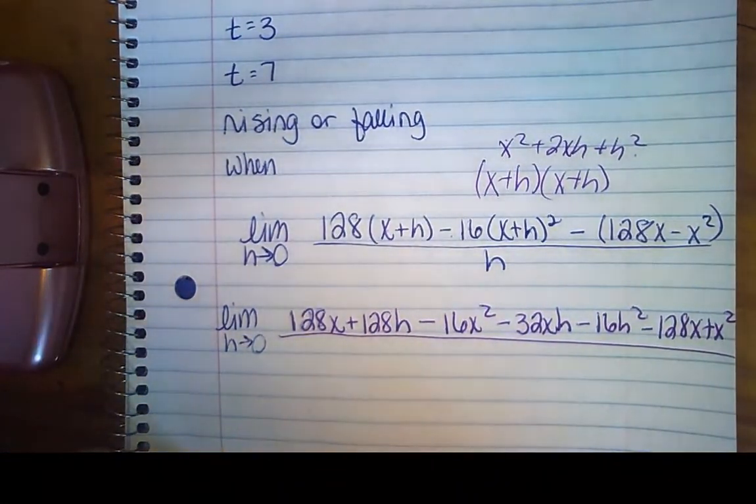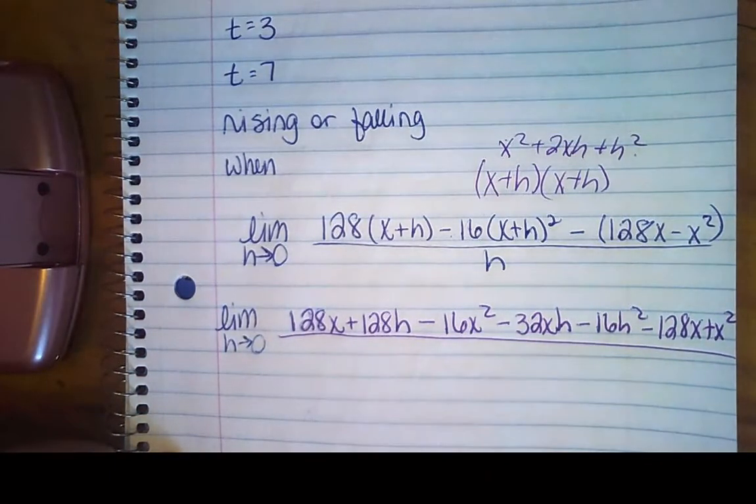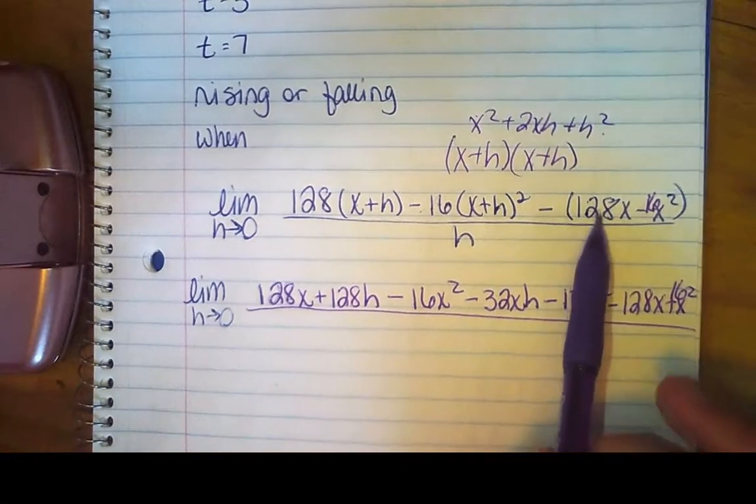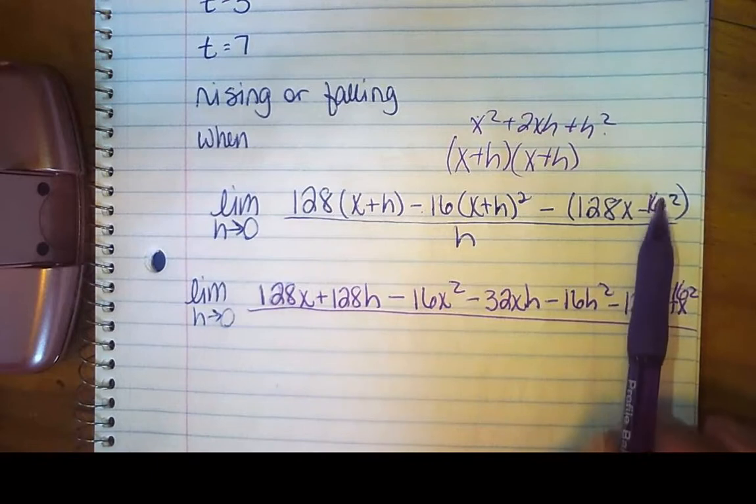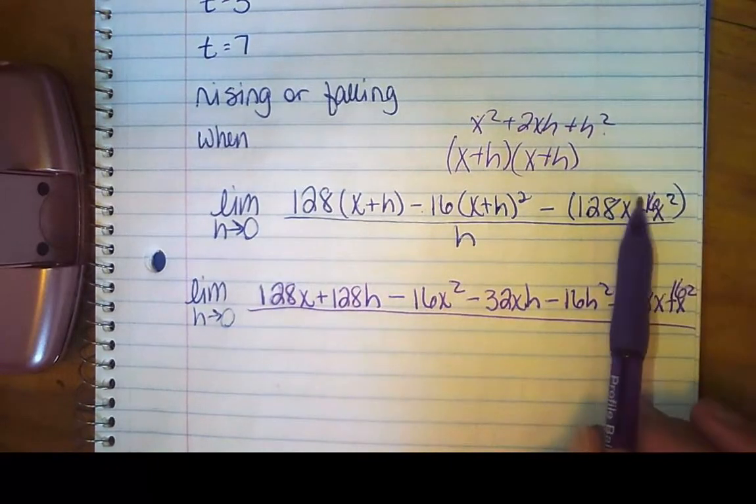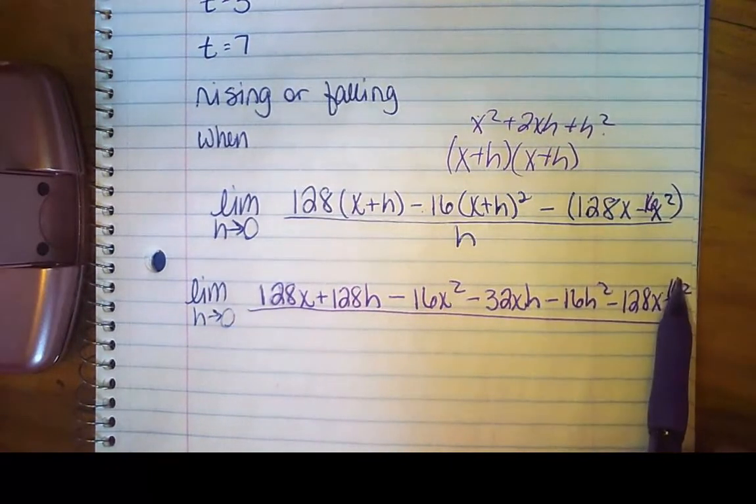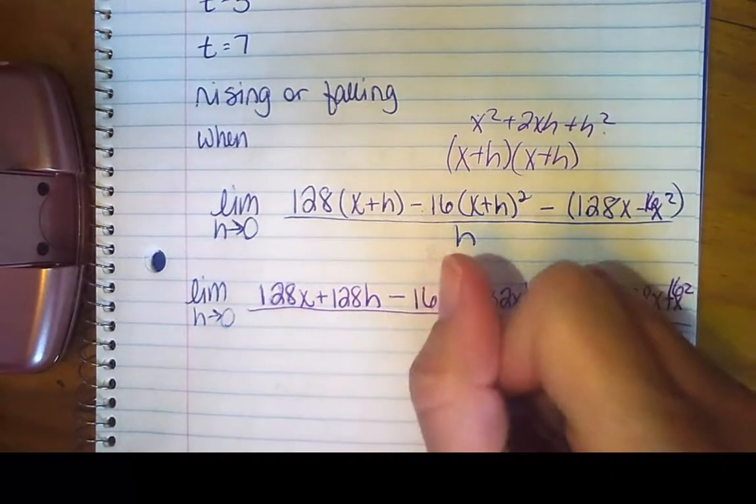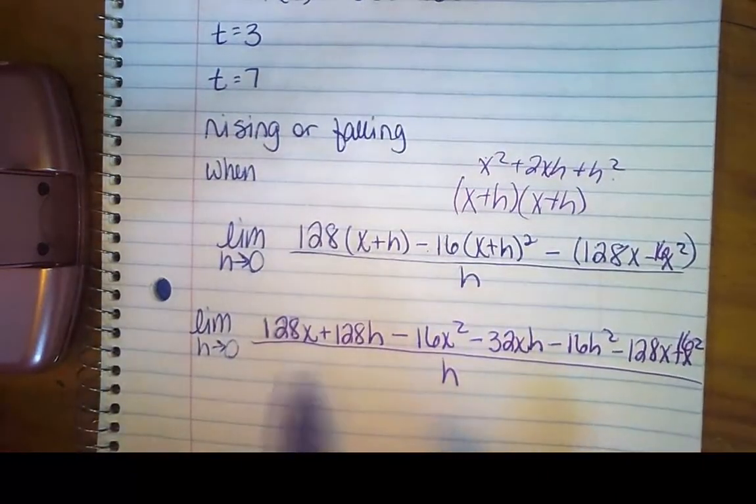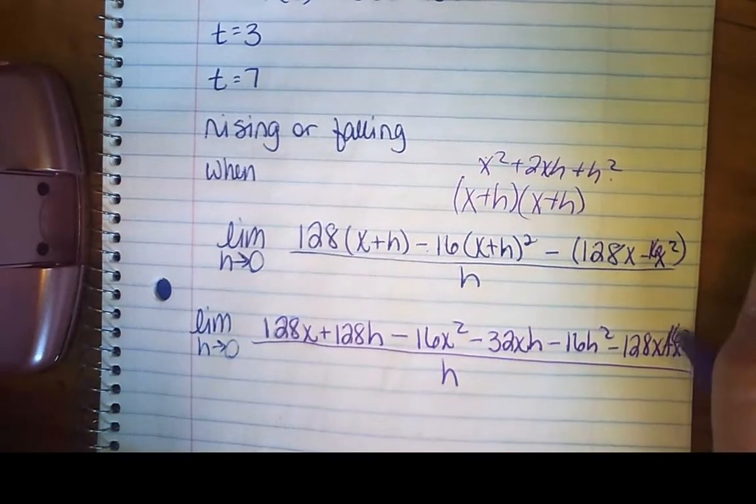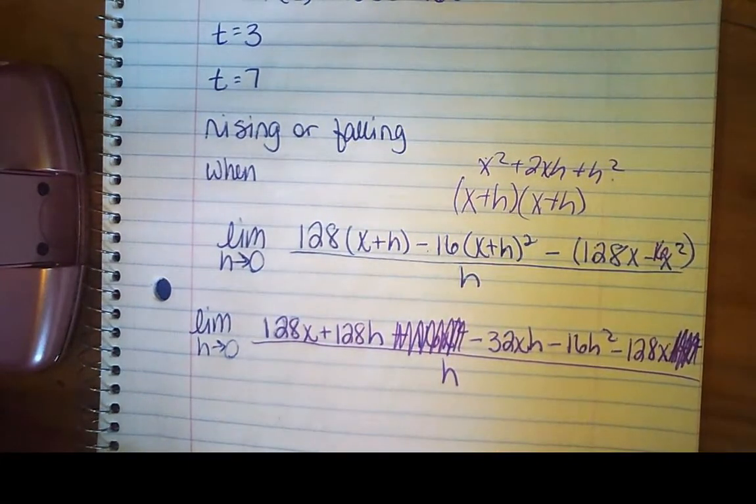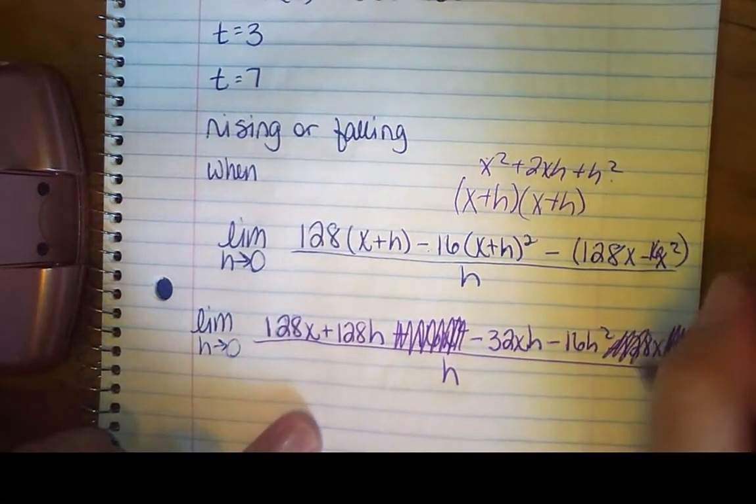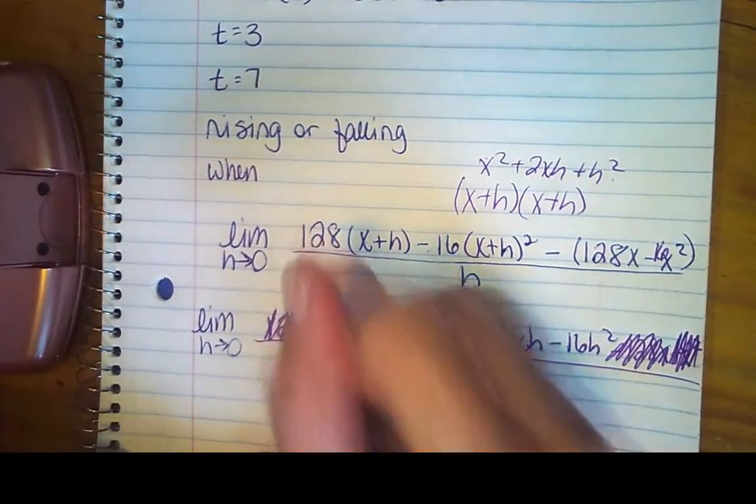Okay, so what do I have now? Okay, I just caught a mistake. My original function was not 128 minus x squared. It was 128x minus 16x squared. So I forgot the 16 here, and I forgot the 16 here. Okay, but I've now fixed that. So what can reduce? I've got a positive 16x squared here and a negative 16x squared here. I've got a negative 128x and a positive 128x.